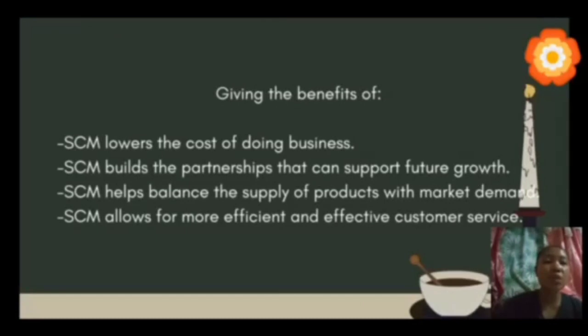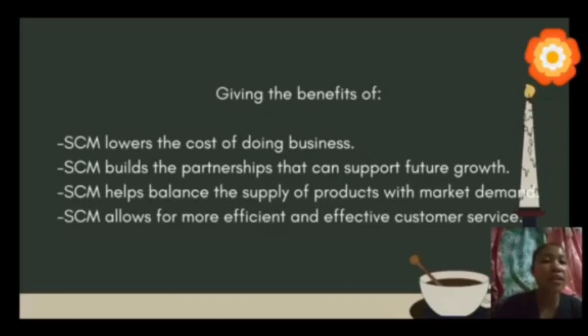First, SCM lowers the cost of doing business by reducing purchasing and production expenses. Example, purchasing directly from the source saves you money and expenses. SCM builds a partnership that can support future growth, cooperating on operations and developing strategies enabling both you and your partner to grow and succeed.